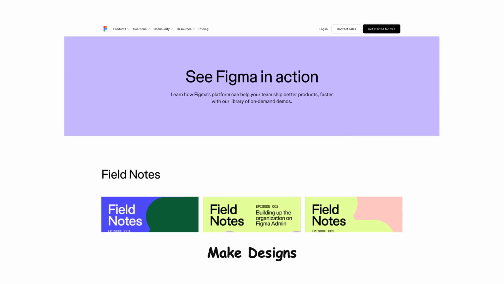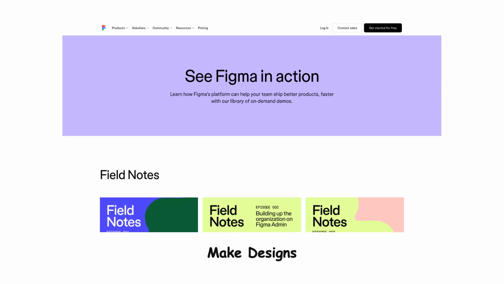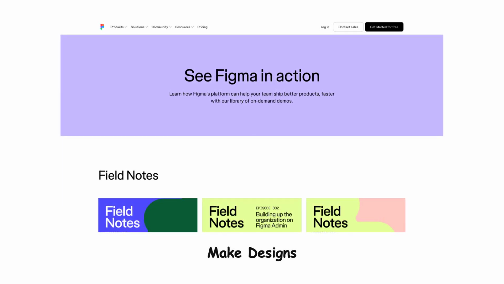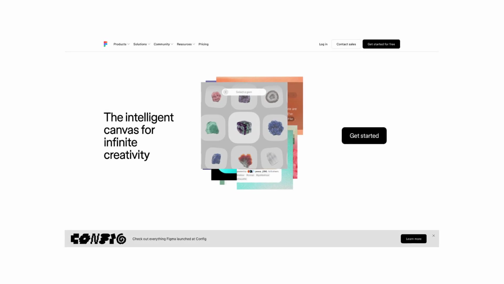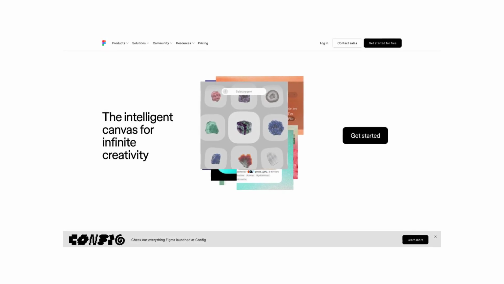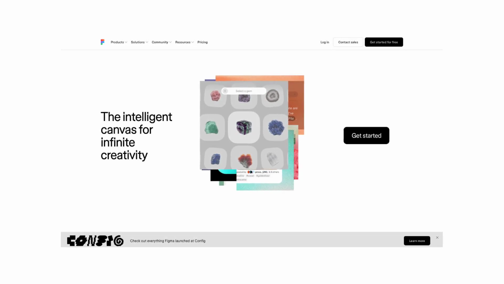The Make Designs feature can sketch out a rough screen from a prompt, which is useful for exploration even if you end up redoing everything. Figma isn't trying to be an image generator. It's trying to help people who design software do that faster.